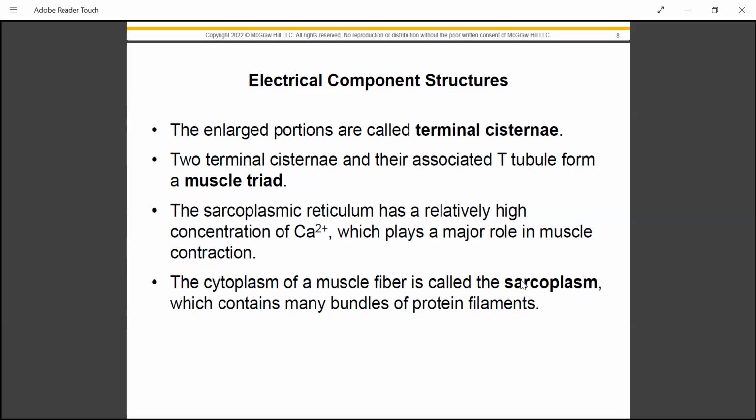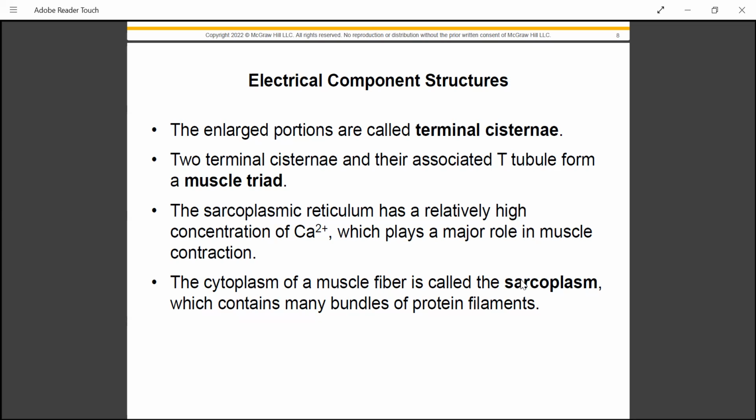So that's our electrical component, or how we get that electrical signal to the center of our muscle fiber: our muscle triad. Our sarcolemma forms the T tubule, and then we have our SR, which has a high concentration of calcium. Calcium is very important for muscle contraction, and you'll see why as we go farther along.